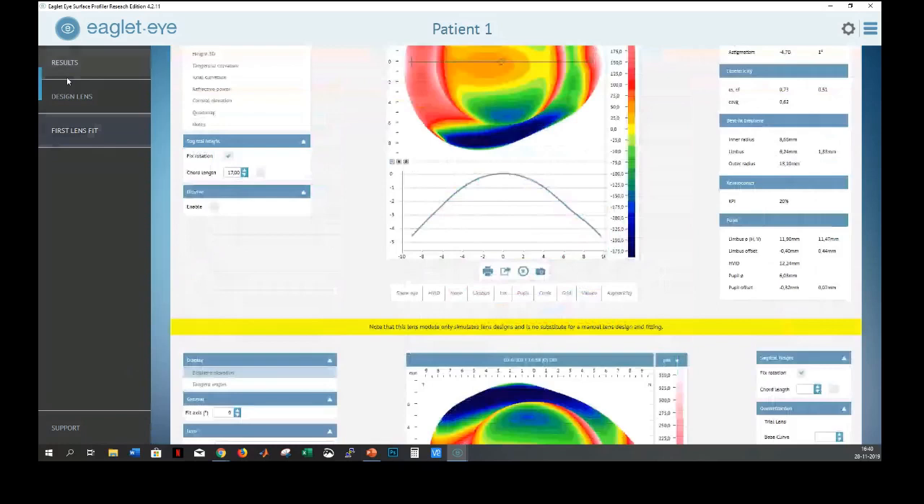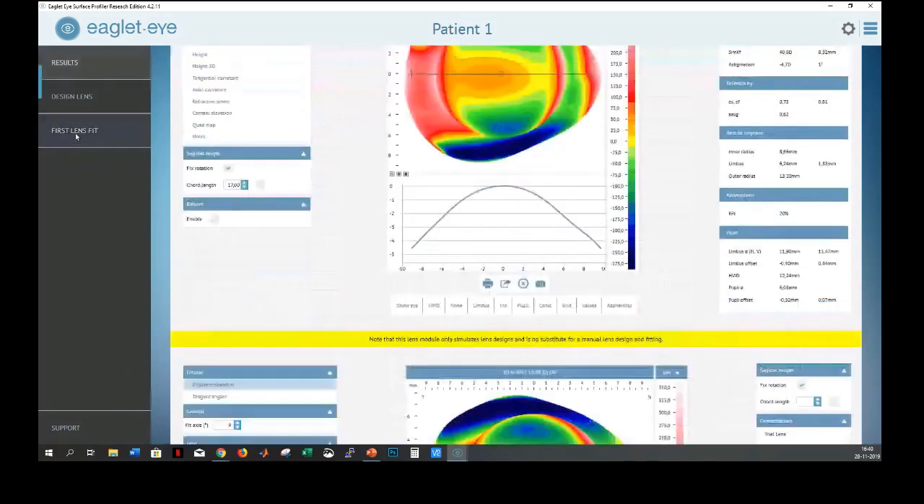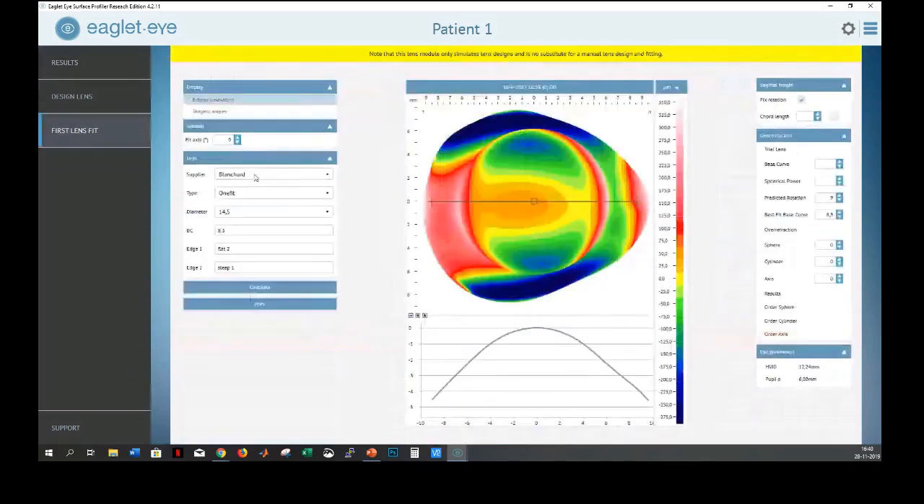So this is the starting screen. I use the first lens fit algorithms. In this example, I already prepared a Blanchard 1 fit with a small 14.5 diameter. It is predicting the base curve as well as a flat 2 and a steep 1 for the landing zone, or the edge, how Blanchard is calling it.